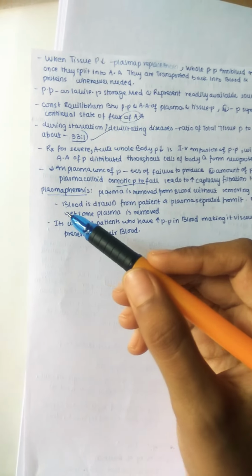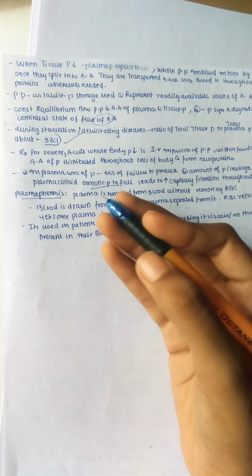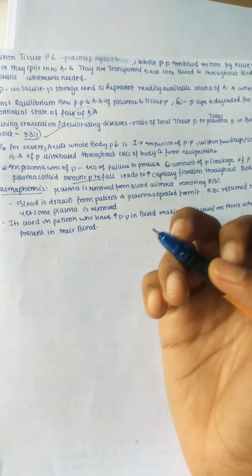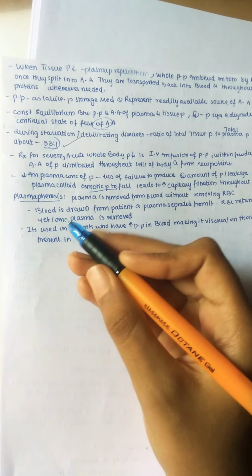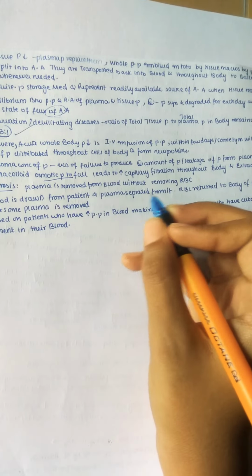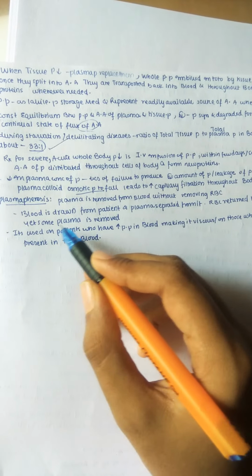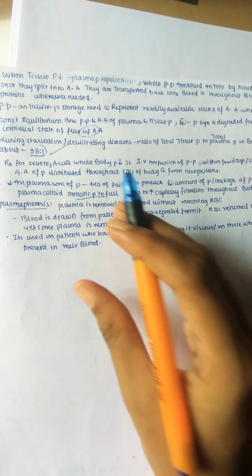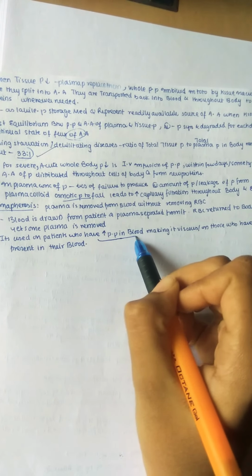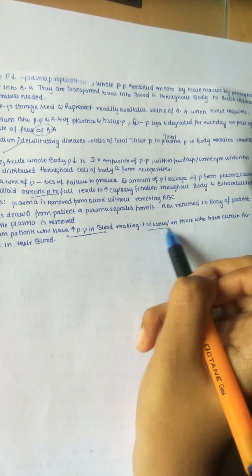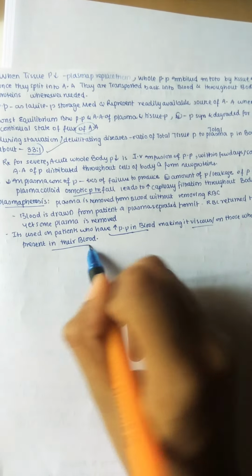Now let us see the process of plasmapheresis. This is the last part in our lesson. Plasmapheresis is nothing but the plasma being removed from the blood, without removing the RBC, in some person and donating it to others. So the blood is drawn from a patient and the plasma is separated from it, and the RBC is returned to the body of the patient, yet some plasma is removed. This removed plasma is used on patients who have a higher amount of plasma protein in the blood, making it viscous, or on those who have certain antibodies present in their blood.